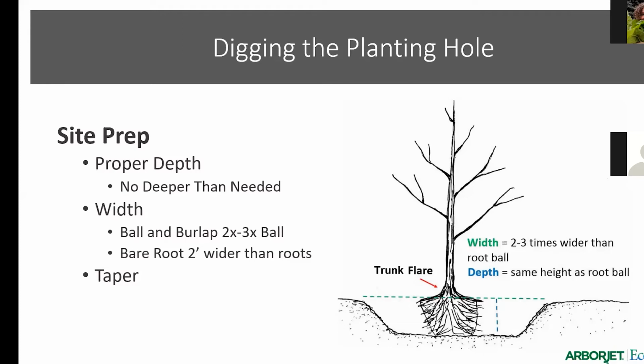So with balled and burlap trees, containerized trees, we want to dig a hole about 2 to 3 times the width of that root ball. And we can just kind of taper that down to the bottom. It doesn't need to be the same depth as the root ball, just 3 times as wide with a nice kind of taper down to the root zone. And that's going to give the tree a lot more success in the long term as far as establishment goes, and being able to work into that soil profile a little better.